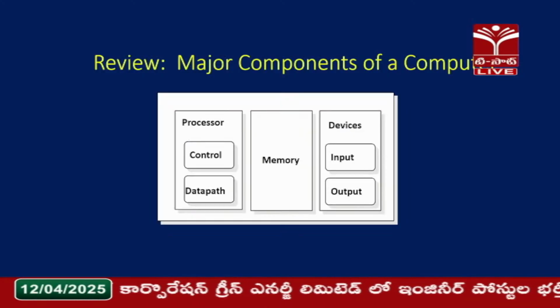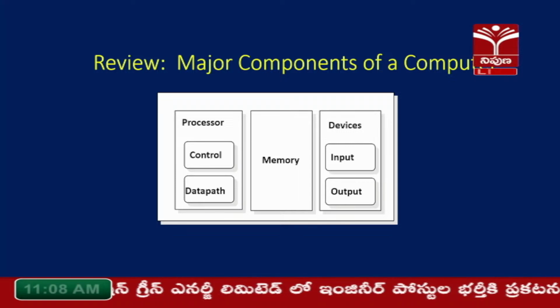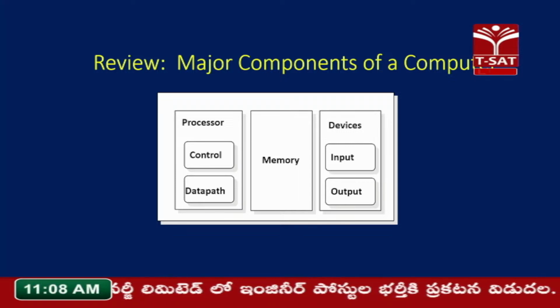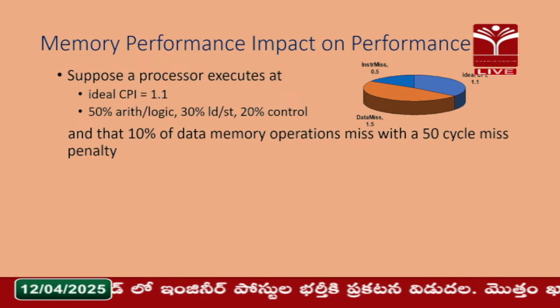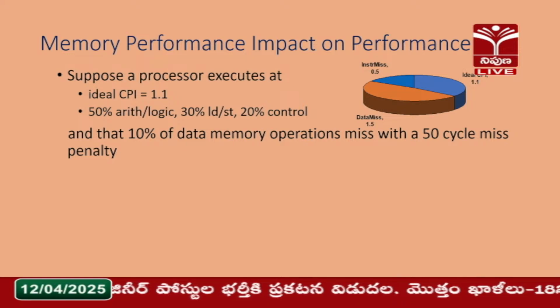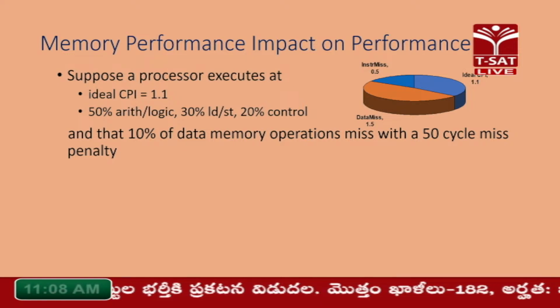So this is a representation that we saw before, and the memory is in the middle. So the memory performance impact, right? So how does the memory impact?